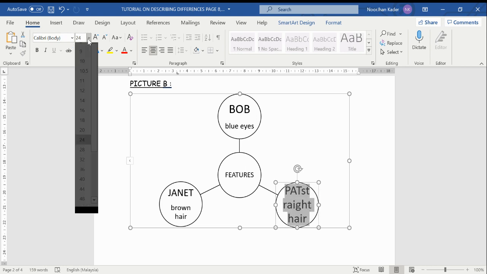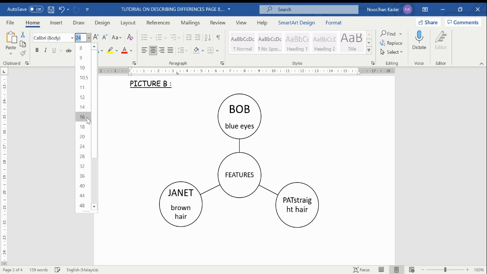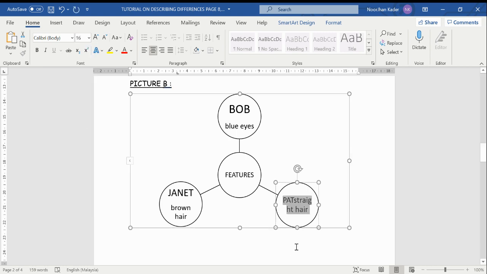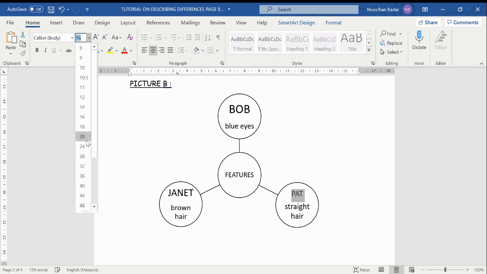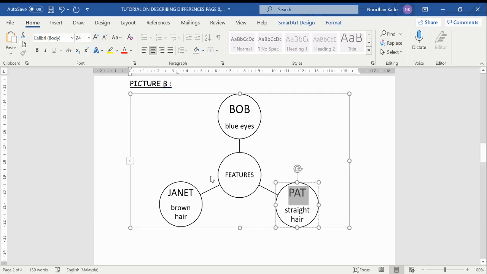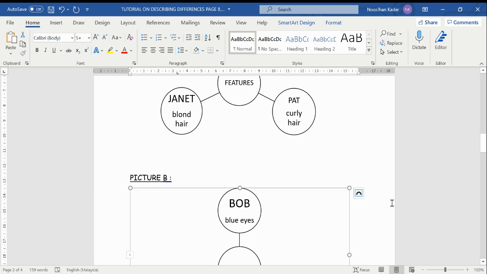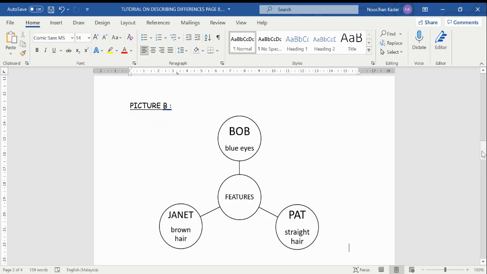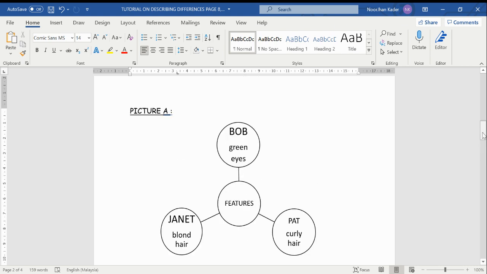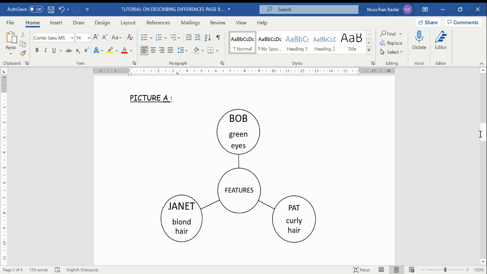I don't know why the second one is giving a bit of a problem. Actually, I have already set it properly, but I don't know why it's a bit problematic here. Okay, so we have done the second one too. We have done the second bubble map for picture B and also the first bubble map for picture A.